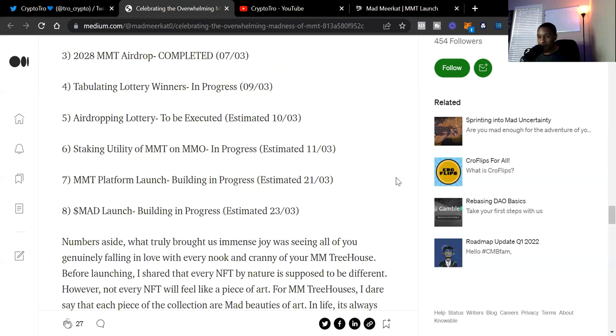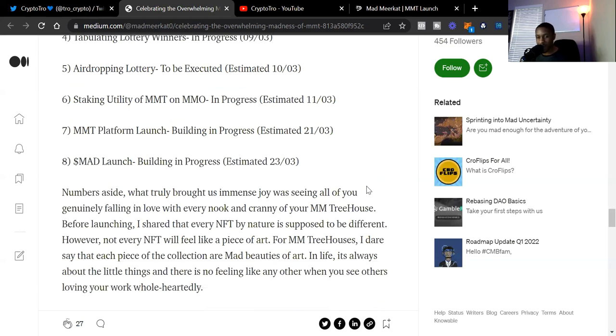So that MMT platform launch is going to be big because that is where you'll be able to actually stake and place your NFTs that have partnered with the Mad Meerkat, and also you can stake your Mad Meerkats. Then we see the Mad launch, and that's estimated on the 23rd, man. So it's a lot of things that's in the works this month.